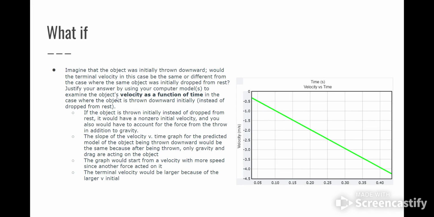So what if the object was thrown downward instead of dropped from rest? It would have a greater initial velocity. So using the velocity update formula, it would have a greater final velocity because of that. But the velocity versus time graph would have the same slope because gravity and drag force would still be acting on it.